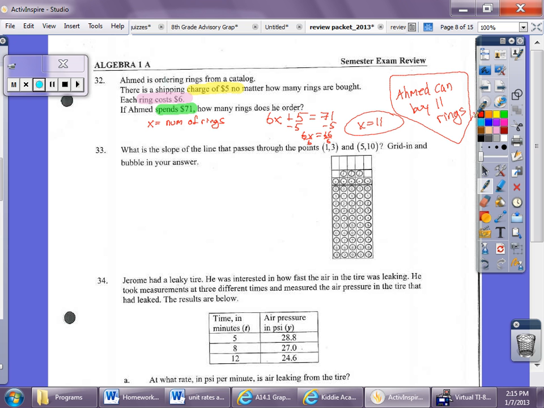Question 33, what's the slope? Well, we know that the formula to find slope is y2 minus y1 over x2 minus x1. So we just plug in our numbers. We have 10 minus 3 over 5 minus 1. 10 minus 3 is 7. 5 minus 1 is 4. So we have 7 over 4. So the slope is 7/4. Bubble in my 7/4.